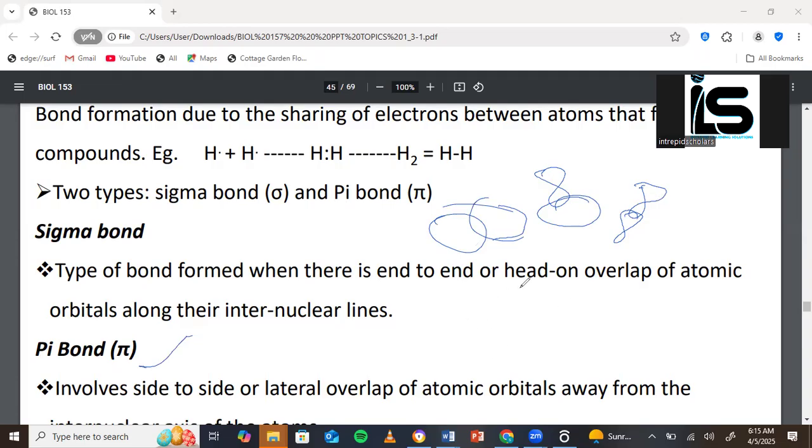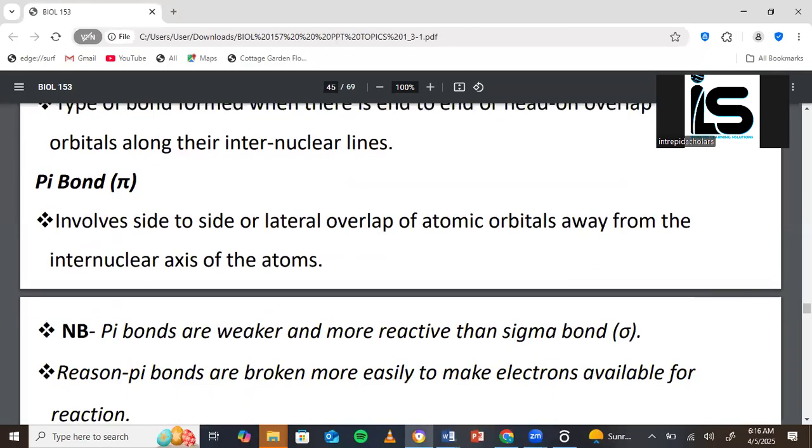Now, a pi bond can only be formed between overlap of what? Of two p orbitals, two unhybridized p orbitals. Now, in this case, there will not be a head-on overlap as we have here, but there will be what? A side-by-side overlap. We call it a lateral overlap. That is what we'll have here to form a pi bond. So a pi bond is formed between two p orbitals, and it's a lateral overlap, side-by-side overlap, as compared to the head-on overlap in the sigma bond.